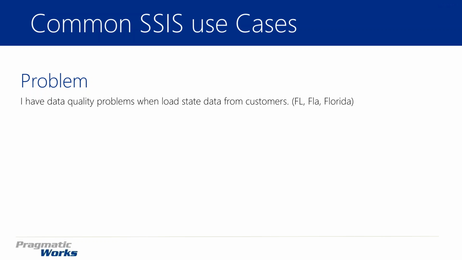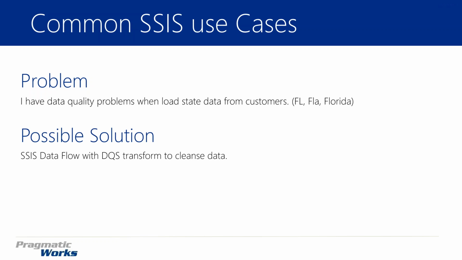Well, what if one person wrote FL for half the customers, and then another quarter of the customers had FLA, and then another quarter had Florida. So you have 100% of your Florida customers divided 3 ways. And if you improperly filter, let's say using Power BI, you're not going to get the full picture. So again, sometimes my data is FL, sometimes FLA, sometimes Florida, and I want to unify my data. I only want to show one version of that data, and SSIS can help me do that. So in this case, I'm going to use a DQS transform, a data quality transform, to help with data cleansing.